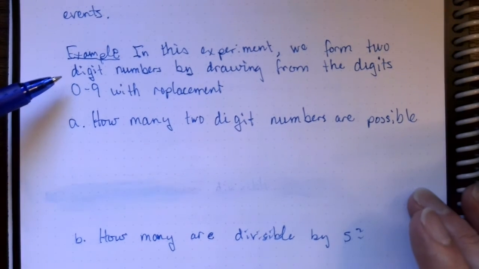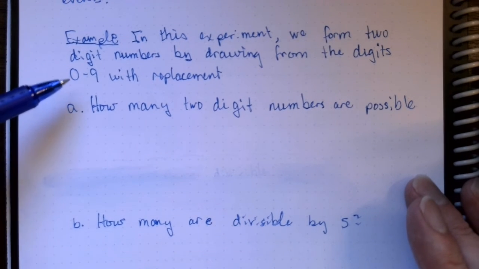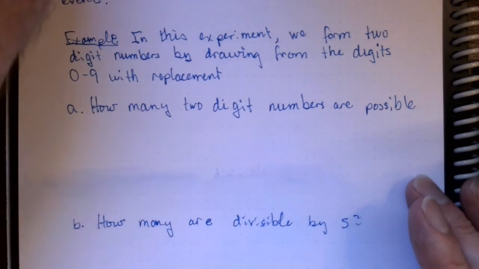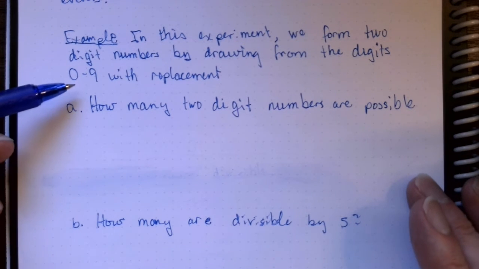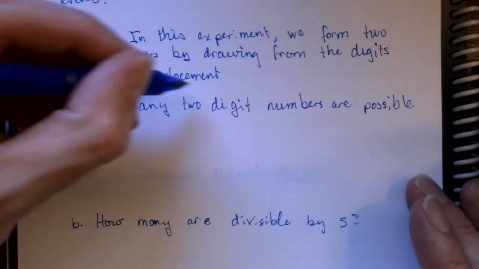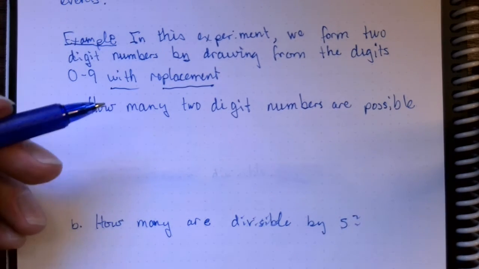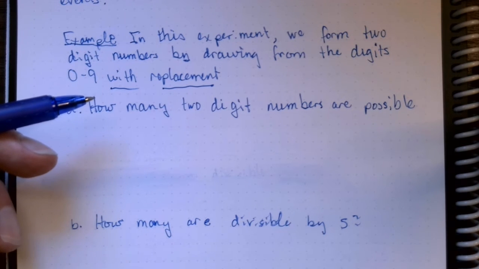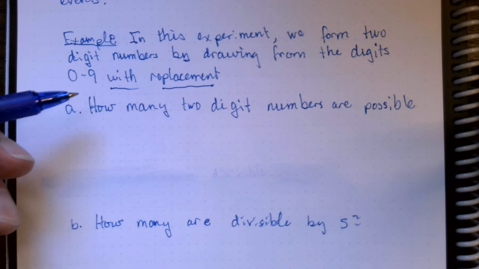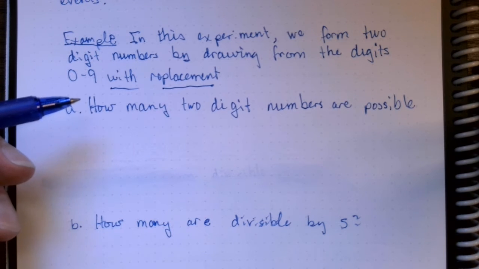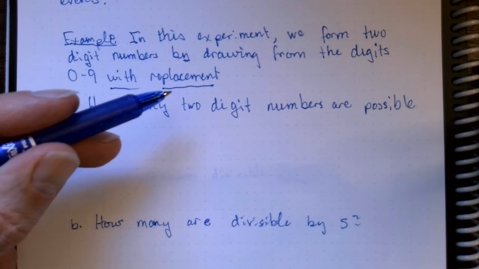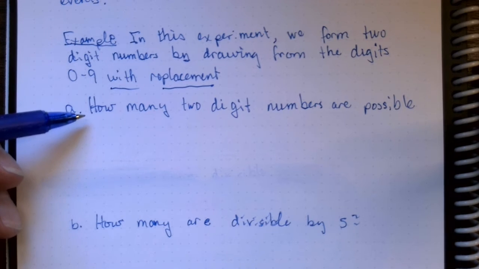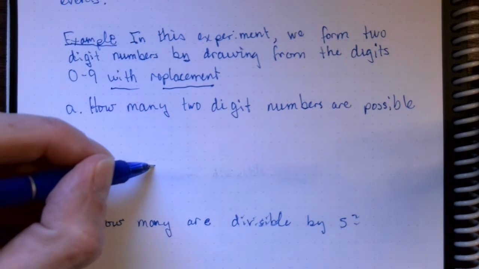In this experiment, we're going to form two-digit numbers by drawing from the digits 0 through 9 with replacement. Okay, so you remember what we imagine when we see these words with replacement. We imagine we have a bucket or a hat or whatever you want with the numbers in there. We draw something out, we look at it, we write it down, and then we put it back in the bucket so it could be drawn out again. All right, so first question says, how many two-digit numbers are possible?